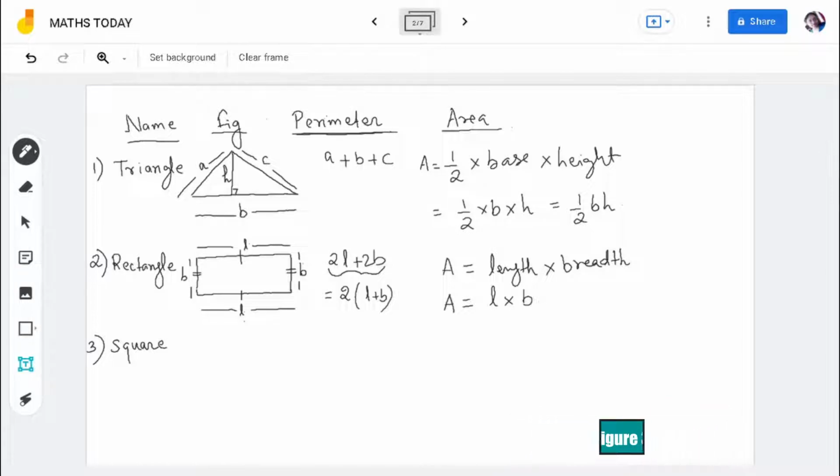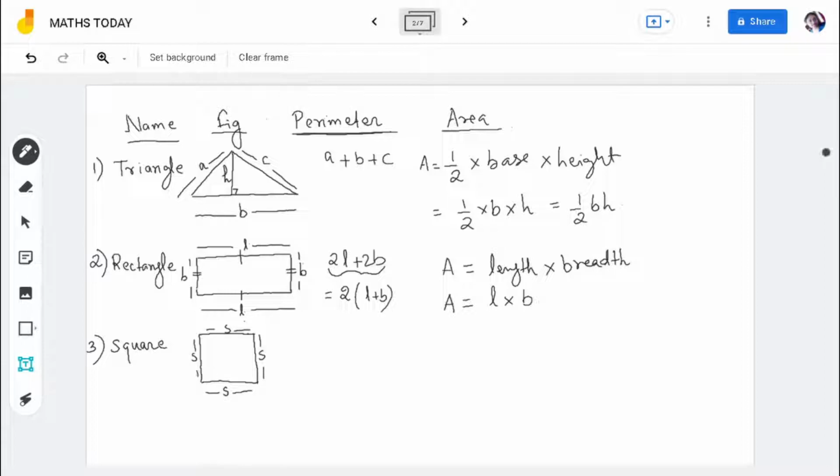And we know how a square looks. It is similar to the rectangle, but the difference is that in a rectangle two lengths are there, one is L, one is B. Here all the sides are of the same length. So let's suppose I take the length of one of its sides as S, the other three sides will also be S.